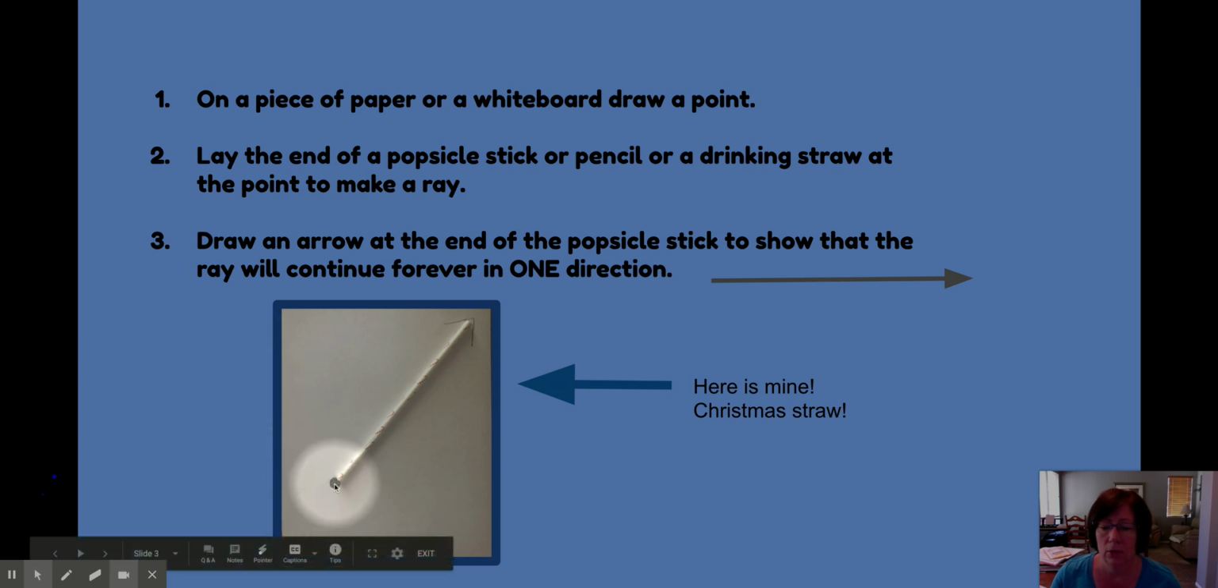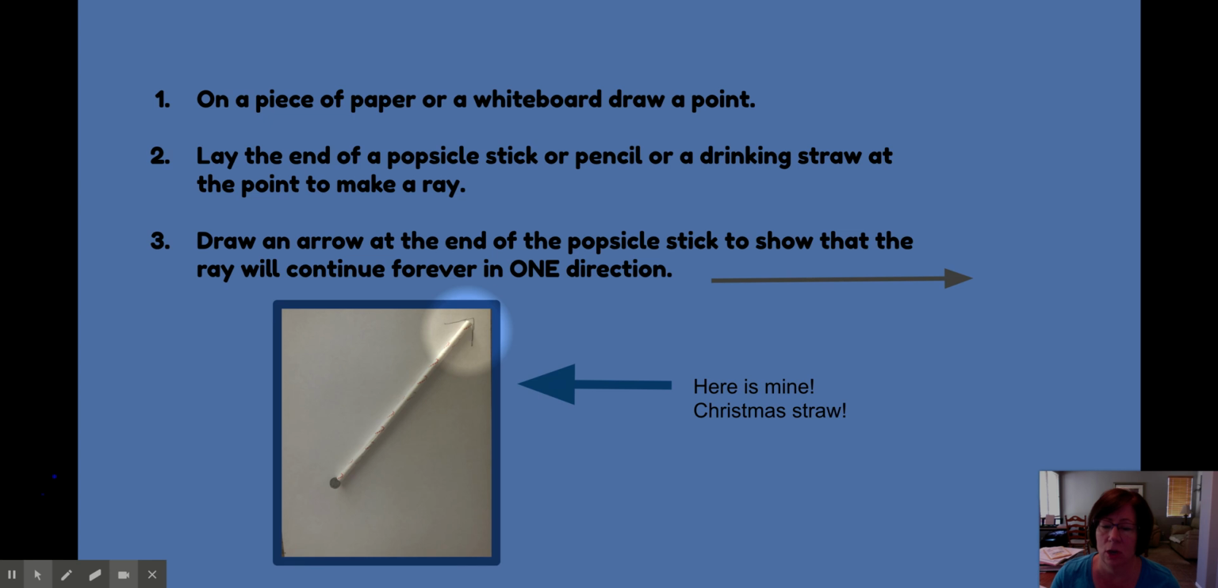Looking down here, here's my point, here's my straight item. I have a straw, and then I drew an arrow at one end. What you're doing is you're showing that this is a ray and that the ray will continue forever in only one direction.